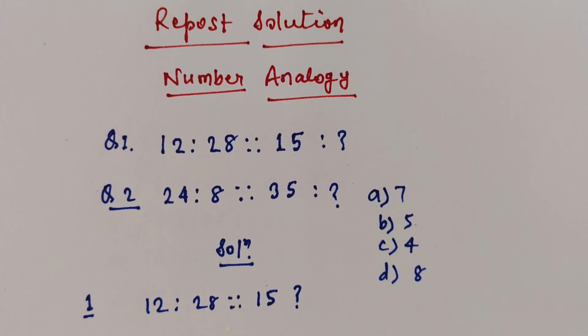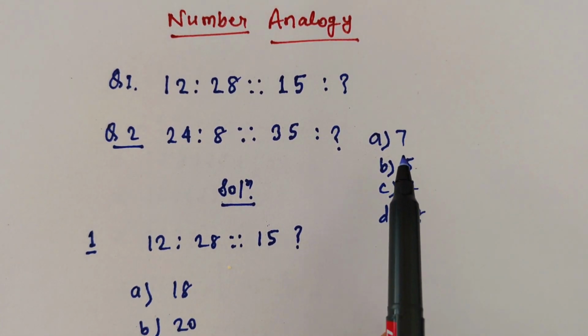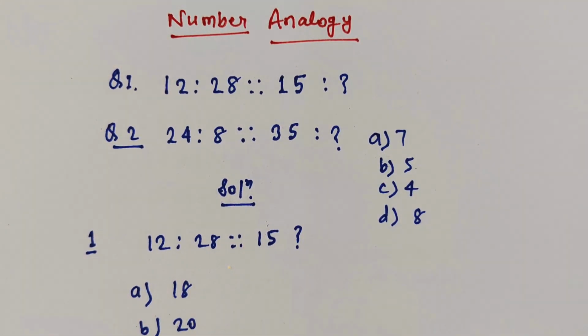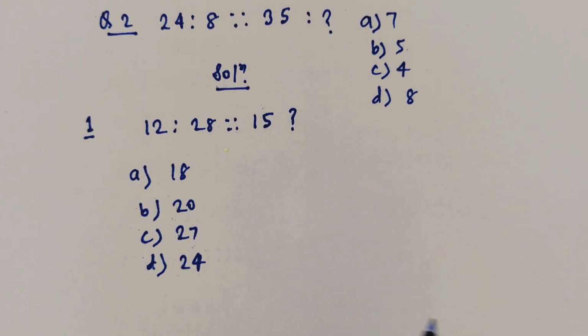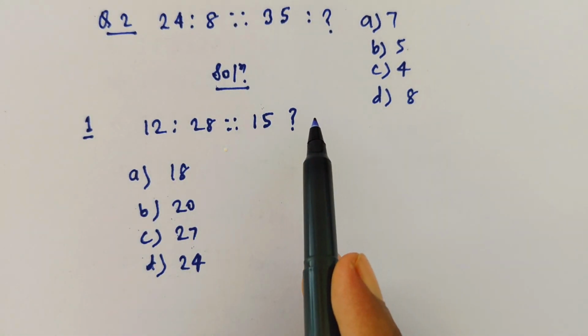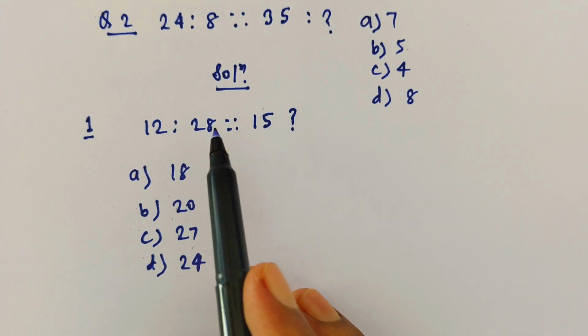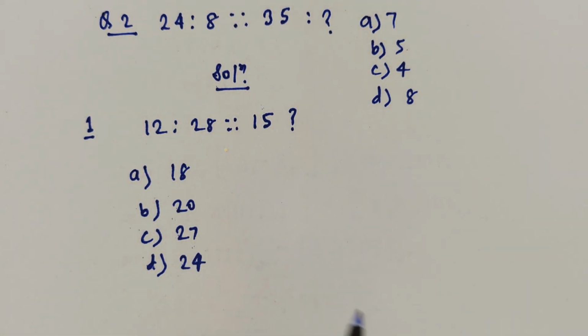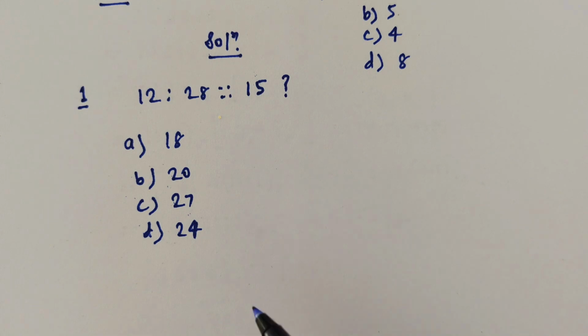Let us start how to solve this question. Here are the options for question number 2 and here are the options for question number 1. The question is: 12 is to 28 as 15 is to what? What is the relationship or similarity in the given statements? They are given four options. So how can we solve these?